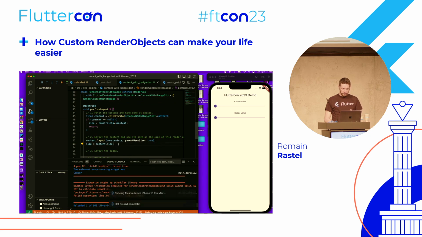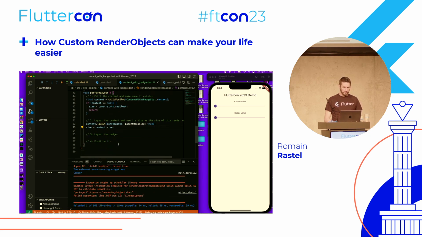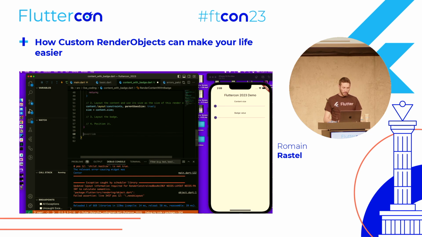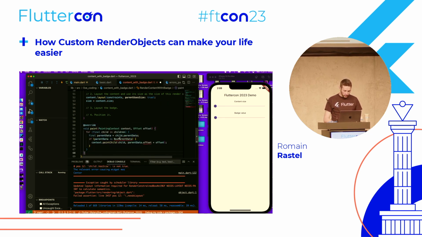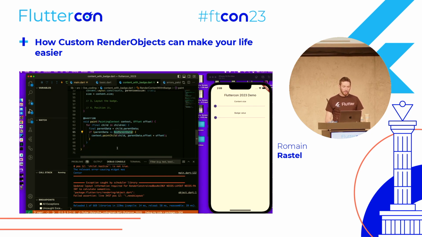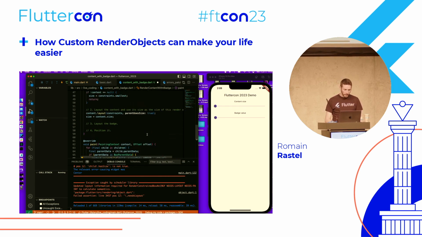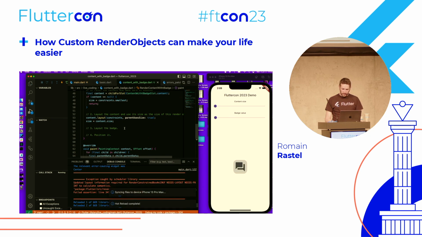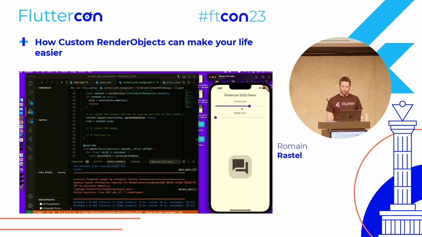If I save, there is still nothing on the screen because I didn't create the paint method. For that, I have a snippet, and I will explain this. Here, we want to iterate through each child to paint them. Each child has the parent data I explained previously. If it's a box parent data, we can paint it and get the offset stored in the box parent data. So now if I save, I should see the content. Okay, it responds to the content size.